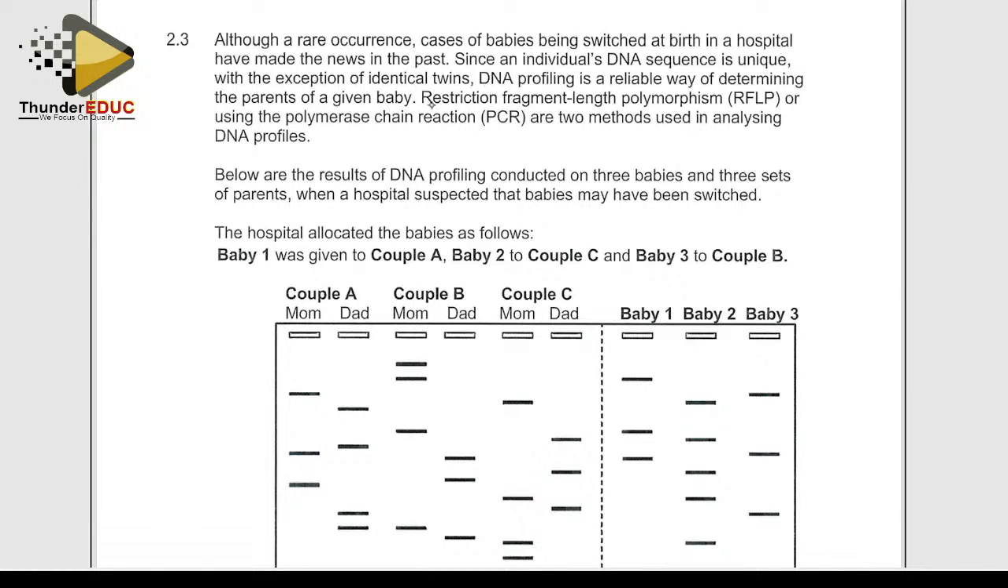So they used restriction fragment length polymorphism. Yes, this is the first one. It's the method. Or they're using polymerase chain reaction, which we call the PCR. It is a PCR machine. It's a very small thing, but it spins very fast, and it is very expensive.